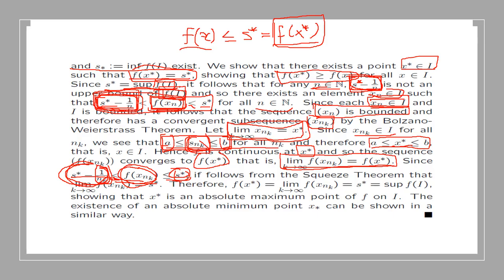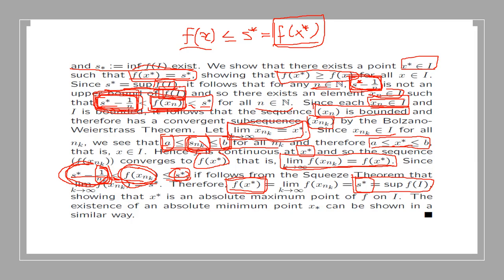So then the Squeeze theorem simply tells you that the limit as k goes to infinity of f of xnk, which is equal to f of x star, will be equal to S star, and S star is the supremum of f of I. Okay, so what we have obtained is that f of x star is equal to S star, and that's what we wanted to get.